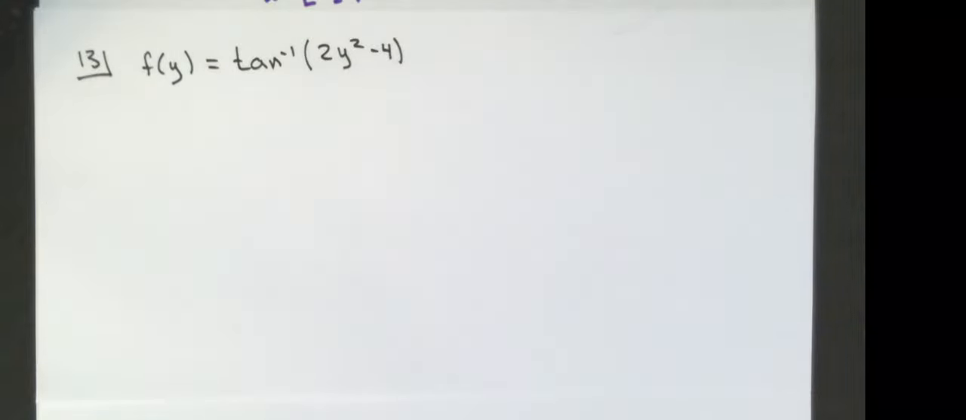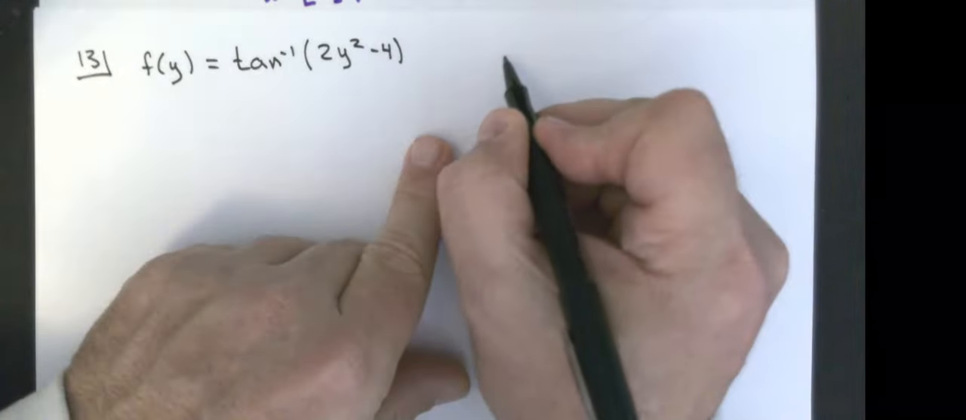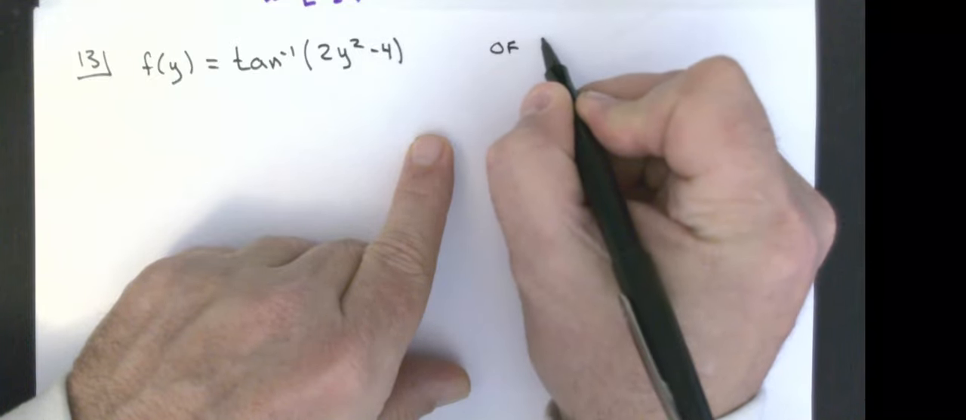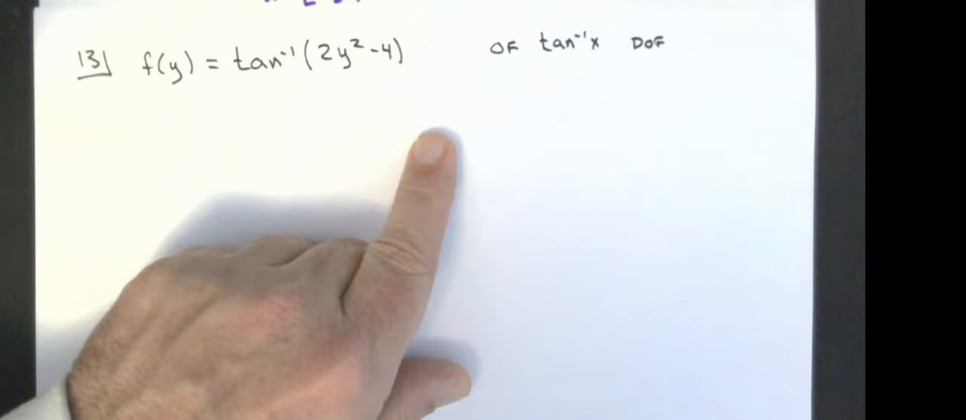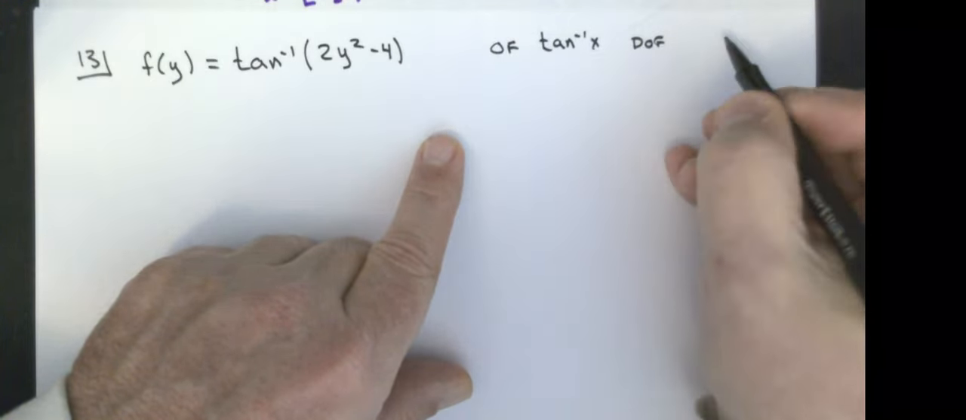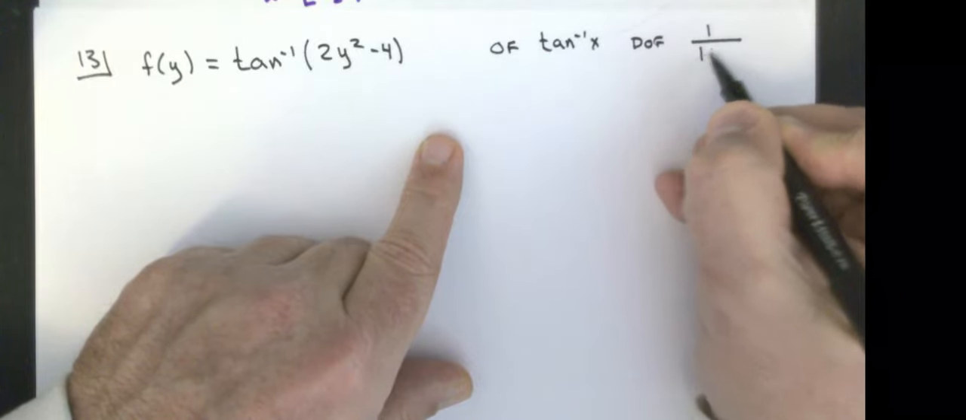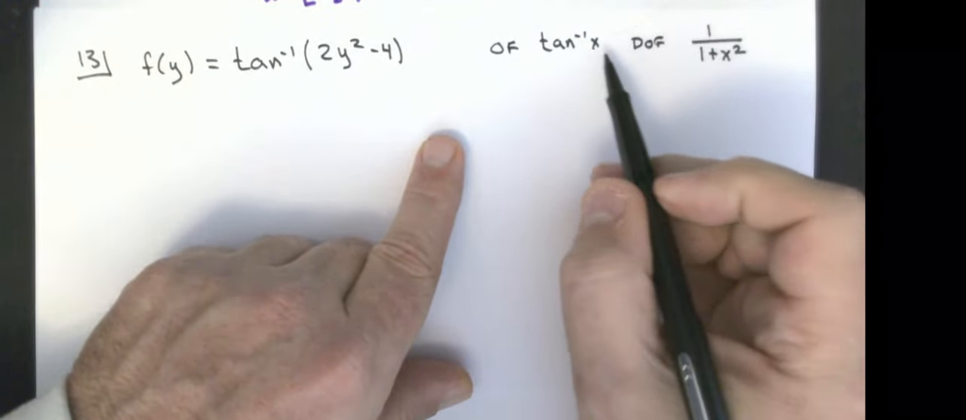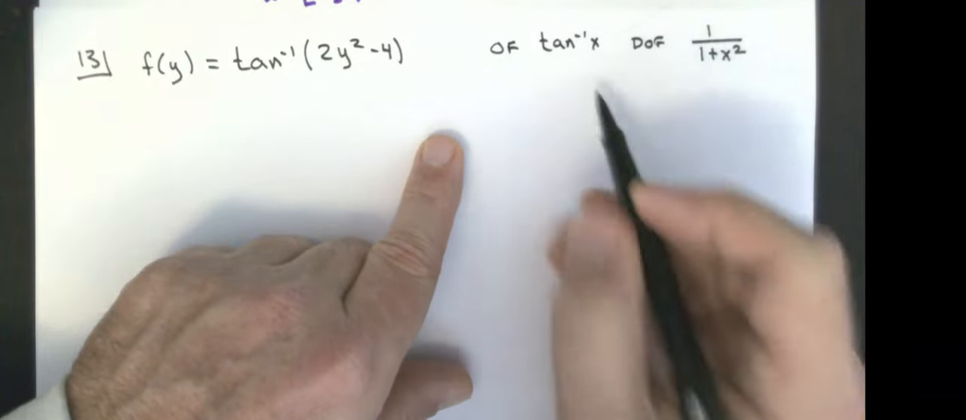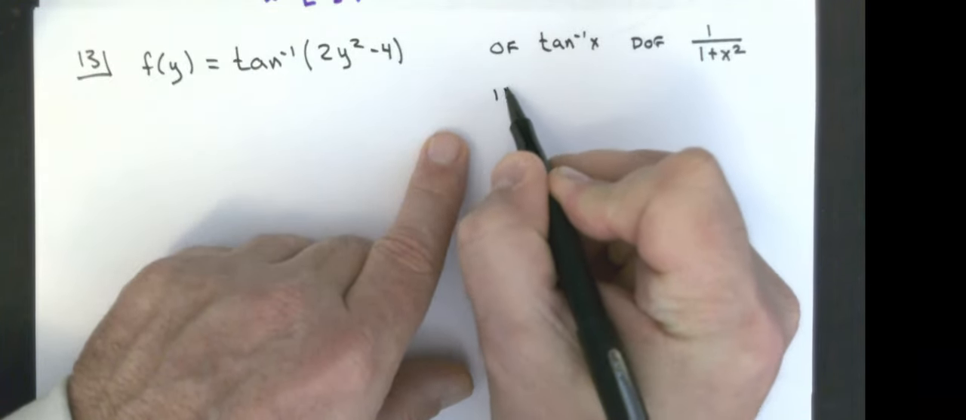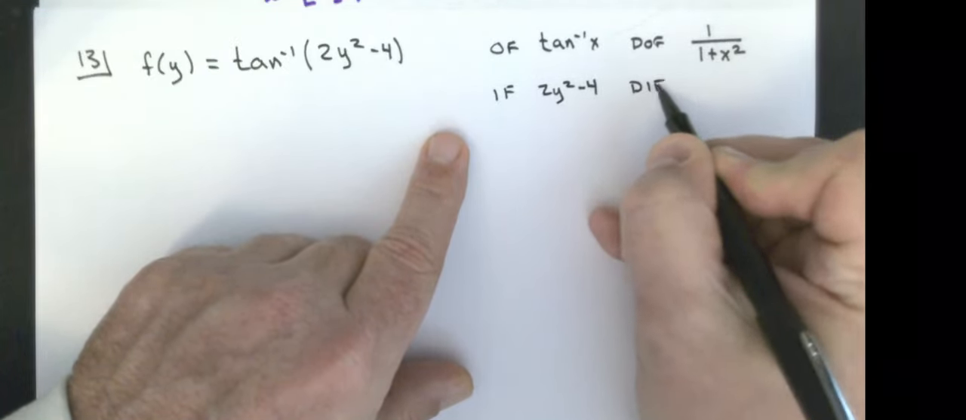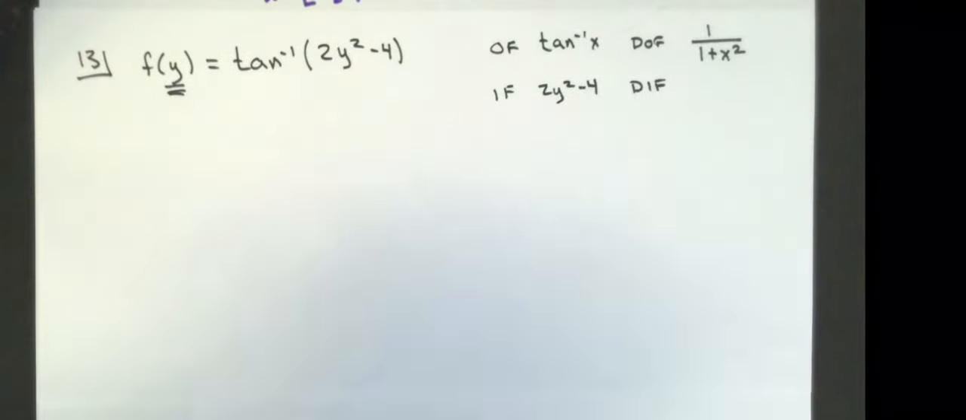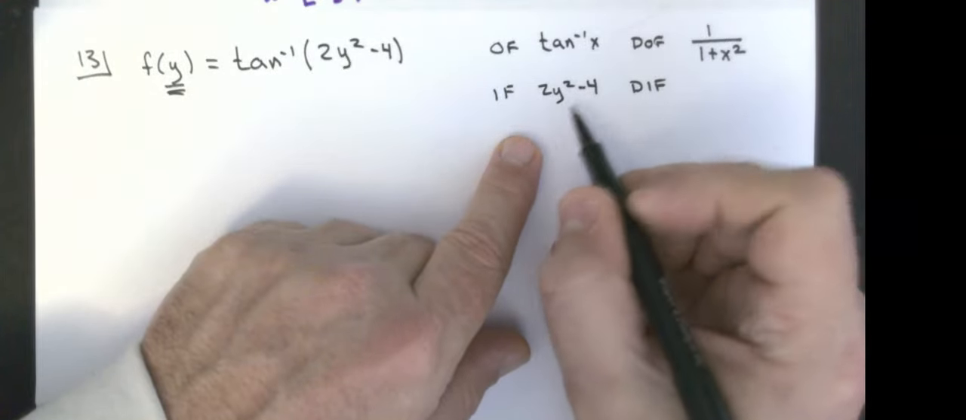Okay. Again, this is a chain rule problem. I have an outside function of inverse tangent of x. The derivative of the outside function from your cheat sheet is 1 over 1 plus x squared. Okay, I can make that a y and make that a y squared. I'm going to keep the x's in there. My inside function is 2y squared minus 4. The derivative of the inside function with respect to y. So this is not implicit differentiation. This is going to be with respect to y is going to be 4y.